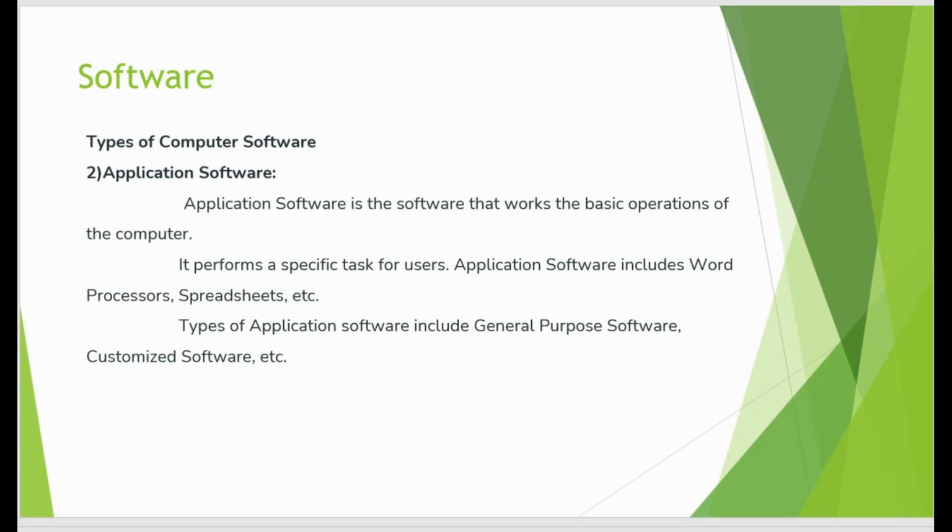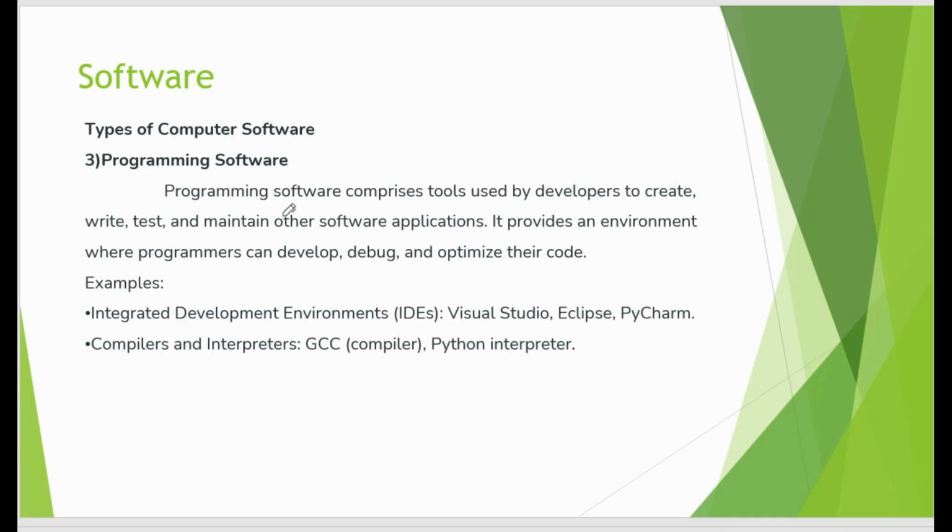Next, the third type is programming software. What is the meaning of programming software? Programming software comprises tools used by developers to create, write, test, and maintain other software applications. It provides the environment in which programmers can develop, debug, and optimize their code.